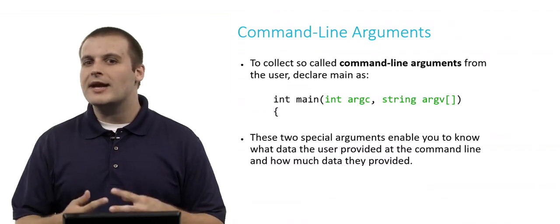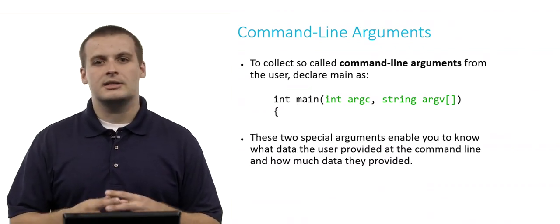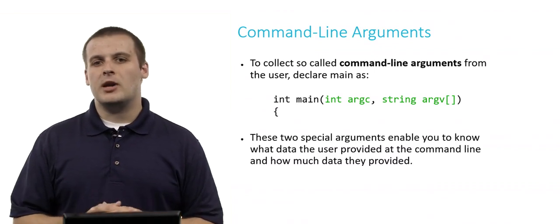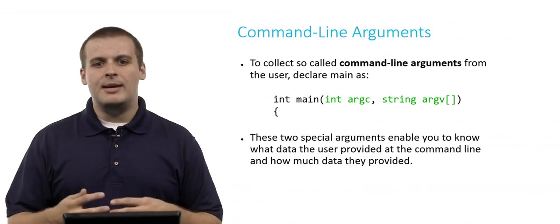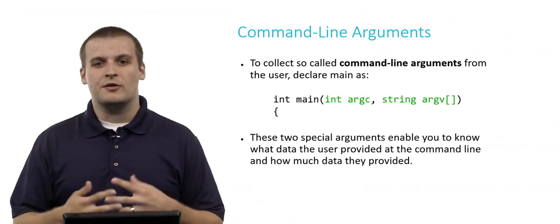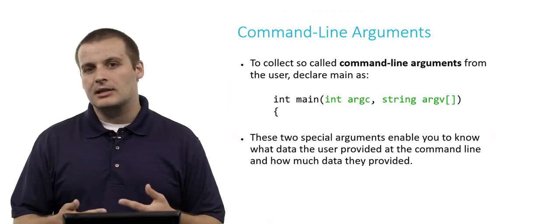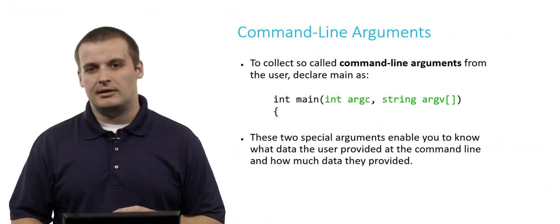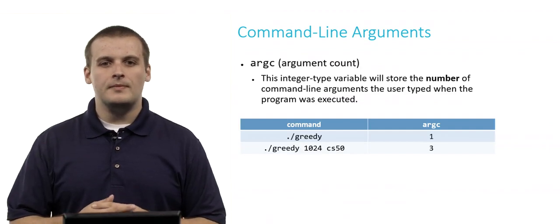It's an array of strings, right? We see that square bracket notation. It's an array of strings. It's not an individual string. And these two arguments, argc and argv, enable you to know what data the user has provided at the command line and how many things they provided at the command line. Pretty useful things to work with.